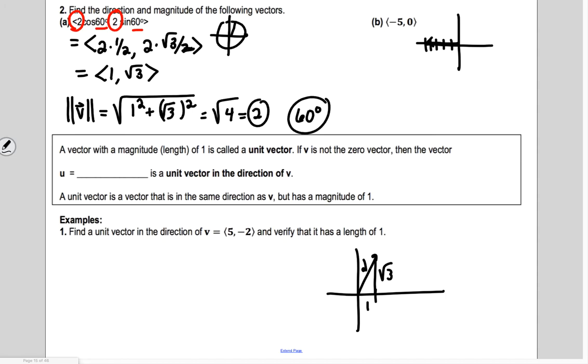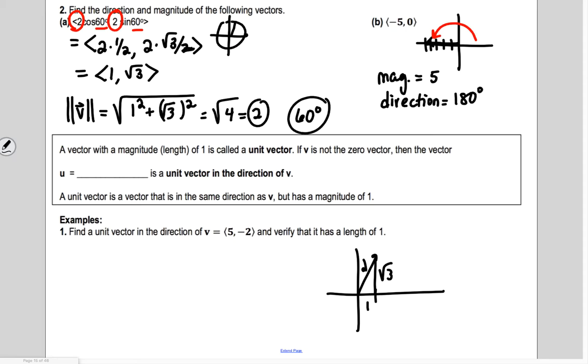Yeah, what's our magnitude? Yeah, it's 5. Magnitude's always a positive distance, right? And then our direction, what would be our theta? 180, right? We're going around that direction, so we're saying 180 degrees. Or pi if you wanted it in radians.